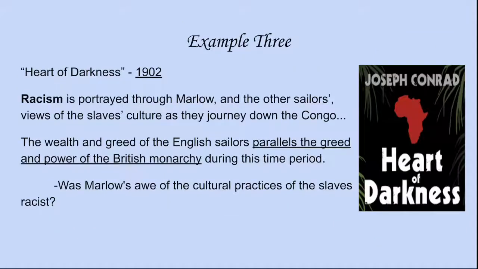A third example is Heart of Darkness, which was written in 1902. So looking through a racial lens, racism is portrayed through Marlowe and the other sailors' views of the slaves' culture as they journey down the Congo. Marlowe sees them not as sentient beings, but as savage creatures with odd tendencies. And then looking through a socioeconomic lens, the wealth and greed of the English sailors parallels the greed and power of the British monarchy during this time period.